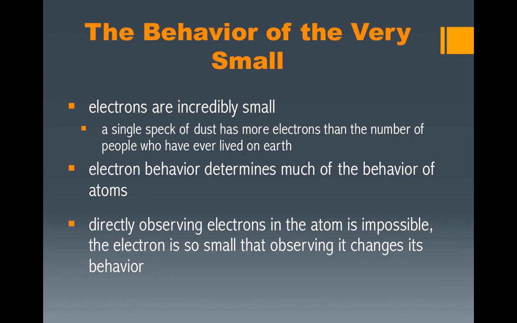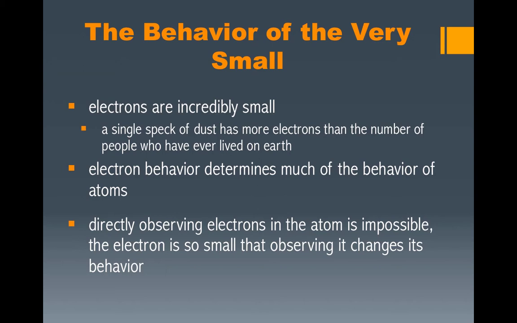Electrons are a part of an atom, and they are very, very, very small. A single speck of dust has more electrons than the number of people who have ever lived on this planet, from the time that people first existed. This gives you a little idea of how many electrons there are just in the universe and how very small they are. If we're talking about a handful of salt, that is more electrons, I think, than you can even count.